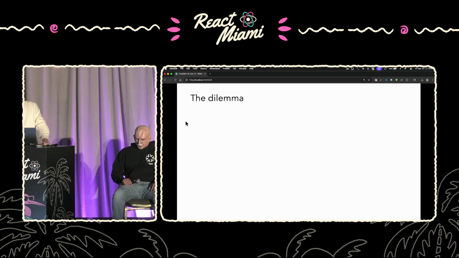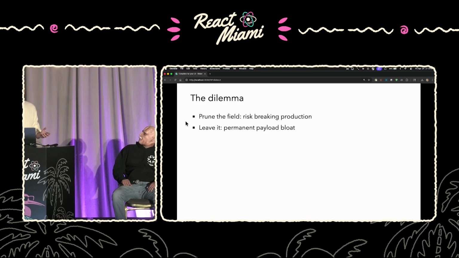So the fundamental dilemma that we have is that we can, on the one hand, prune the field and risk breaking production if we miss a spot, or realistically, we leave it. And we accept the fact that we fetch more data than we actually end up using. And so over time, our apps accrete data that's not used, and the payload sizes increase. And look at a banking app. How much of that data is actually used every single time? Probably not 100%.